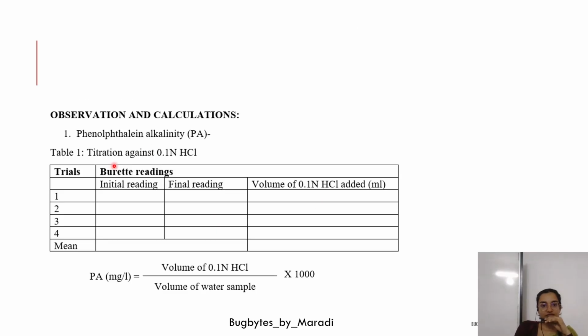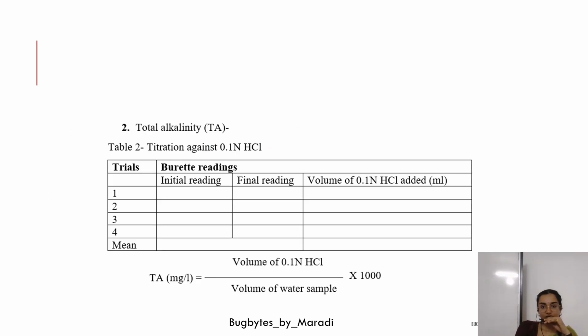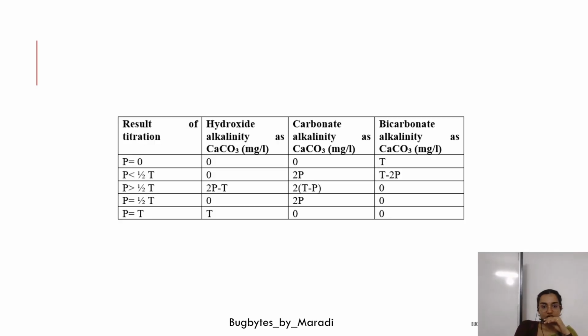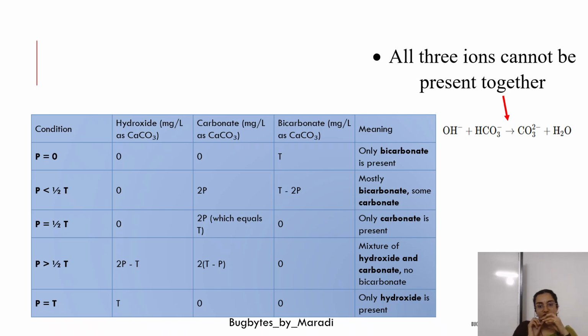Now, this is the observation and calculation table: initial, final, as well as the volume of 0.1 normal HCl needed for PA as well as TA. Now, we'll be focusing on how to interpret the result after calculating the answers. So you can just pause the video and take a screenshot, or you can write down this particular table. We'll be discussing each one of the cases in detail, how to interpret the result and what each scenario means.